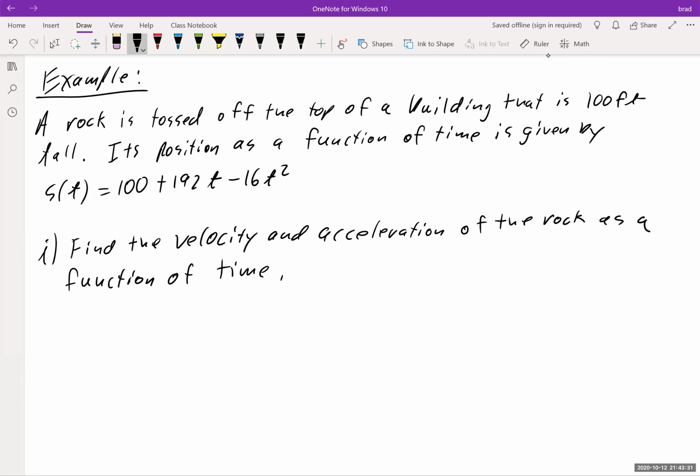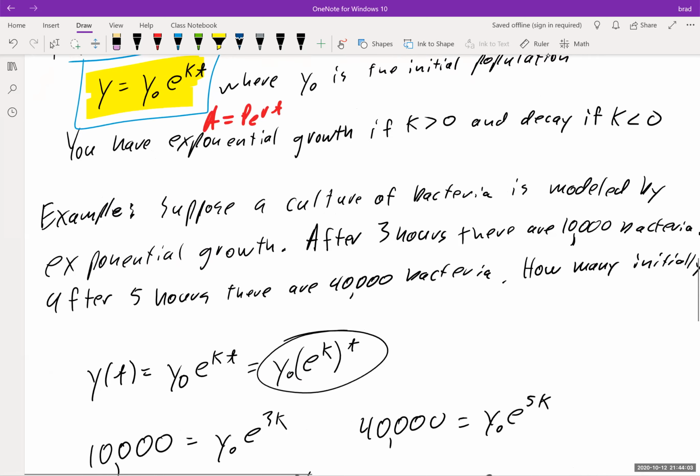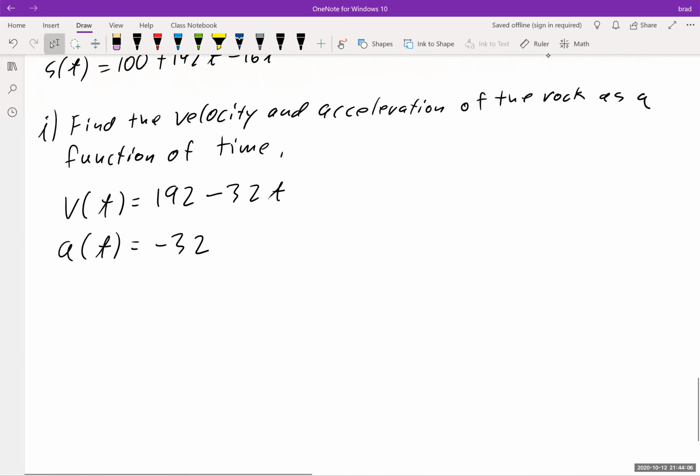Okay, so let's do that. So we know that v of t is equal to 192 minus 32t. And we know a of t, the acceleration function, is the second derivative, and that would just be negative 32. Now, coincidentally, I believe this is the acceleration of gravity on an object in free fall in terms of feet per second squared. In meters per second squared, it's negative 9.8 meters per second squared. So this is just the conversion, I believe. But, you know, it's no big deal.